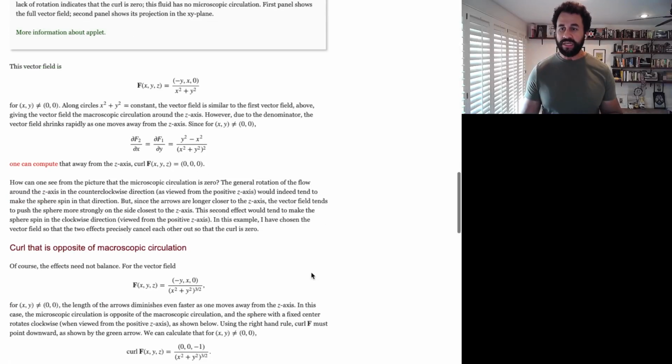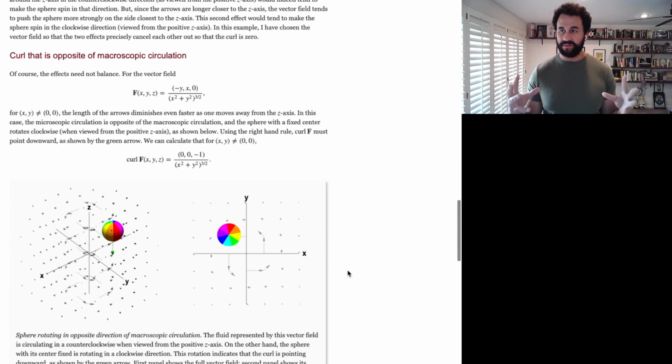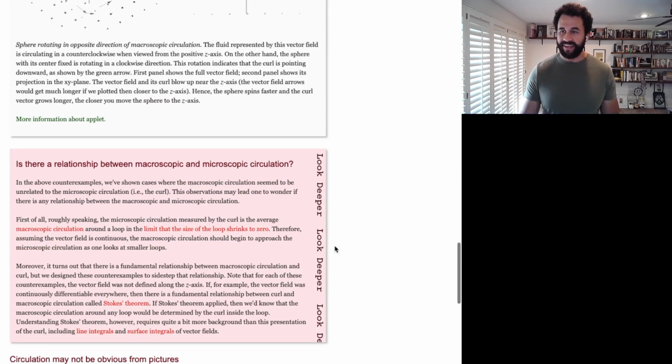Okay, there's some other cool things. You can have curl that is the opposite of the macroscopic circulation. So there's all these possibilities here. Here's a vector field where the curl is actually spinning in the opposite direction of the macroscopic circulation. And this one's kind of fun. Check this out. As I move the ball away, you can see it spins slower, but as I move the ball closer, it starts spinning very quickly. So you can even have situations where the curl is in the opposite direction of the circulation.